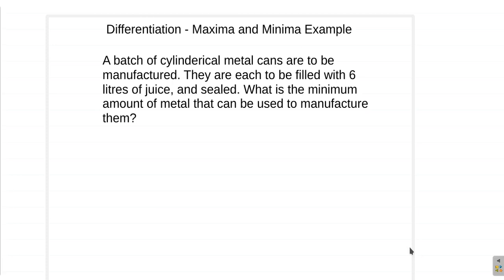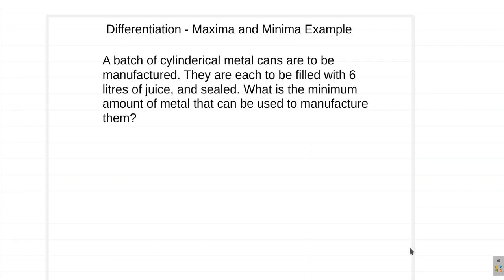A batch of cylindrical metal cans are to be manufactured. They are each to be filled with 6 liters of juice and sealed. What is the minimum amount of metal that can be used to manufacture them? So this is an example. We're going to use differentiation, and it's maxima and minima. We're finding minimum values here.